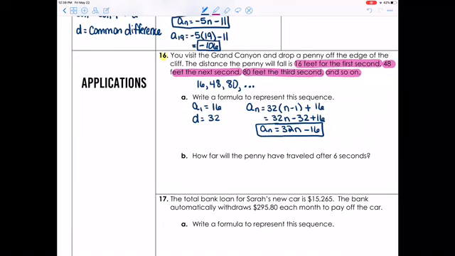How far will the penny have traveled after 6 seconds? Well, 6 seconds is really asking us to find the 6th term of our sequence. So to find the 6th term, we're going to put 6 in for n and solve to find our answer of 176 feet. That will be how far it has traveled after the 6 seconds.